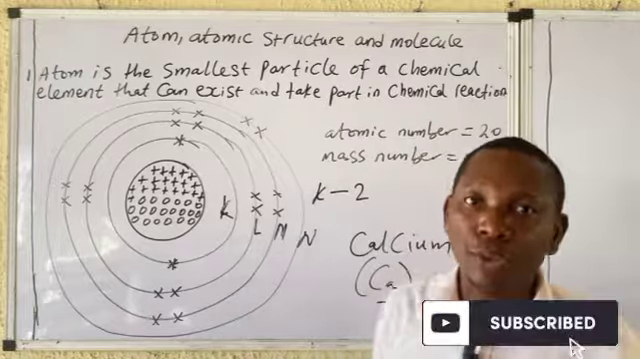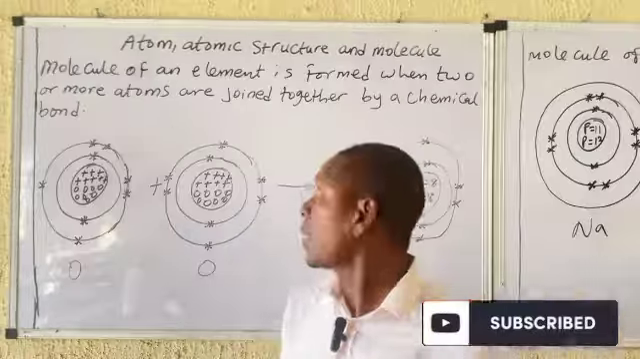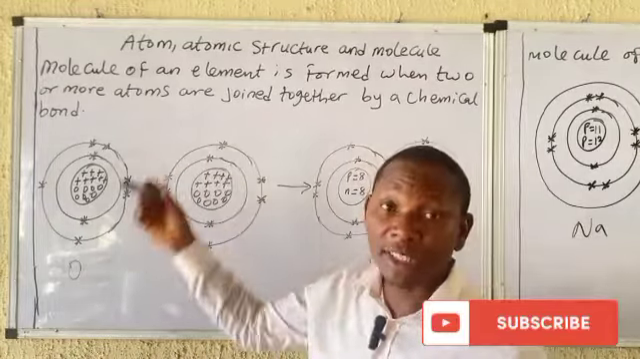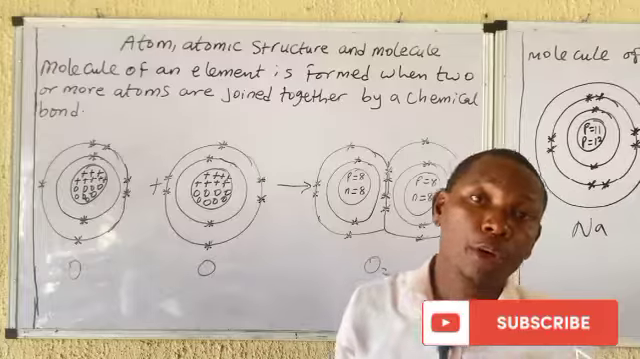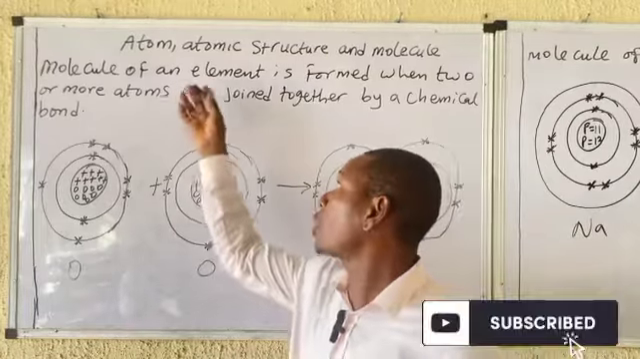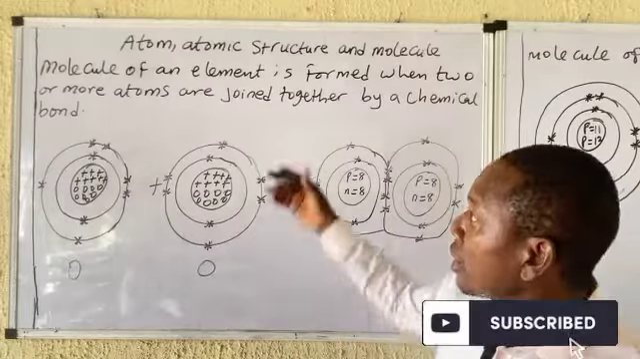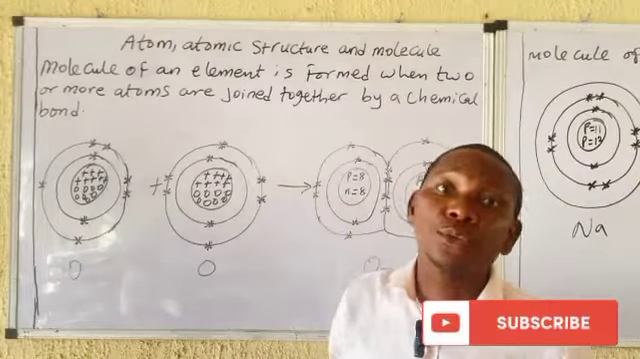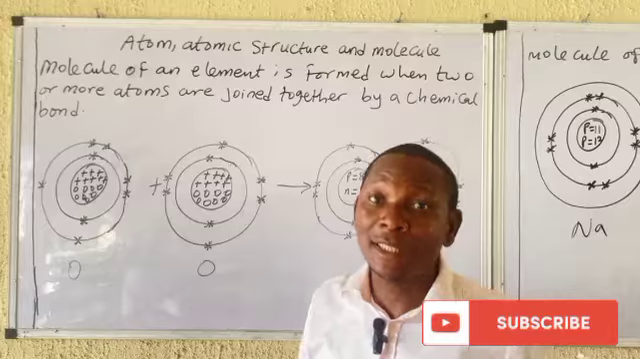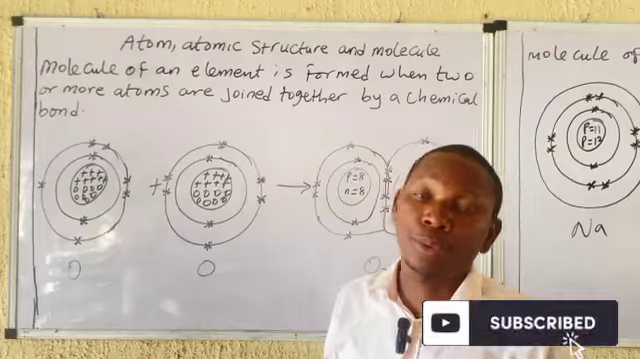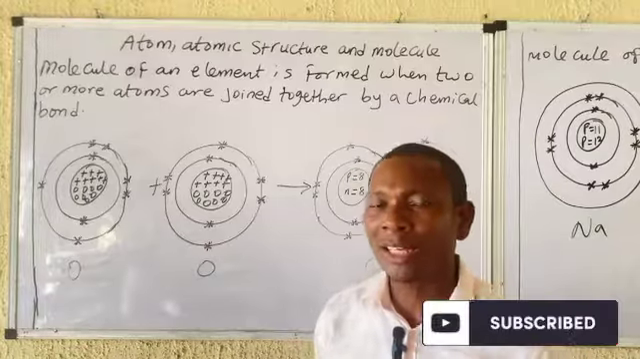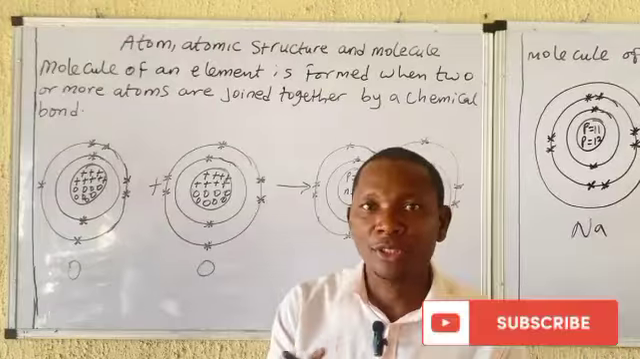Let's quickly talk about the molecule. We can have a molecule of an element, and we can also have a molecule of a compound. Now let's talk about the molecule of an element. You realize that the molecule of an element is formed when 2 or more atoms of that particular element come together. And why do they actually come together? Now let me tell you this. This is just a secret.